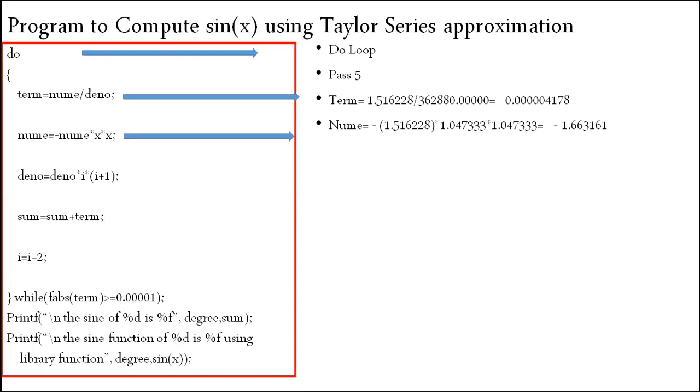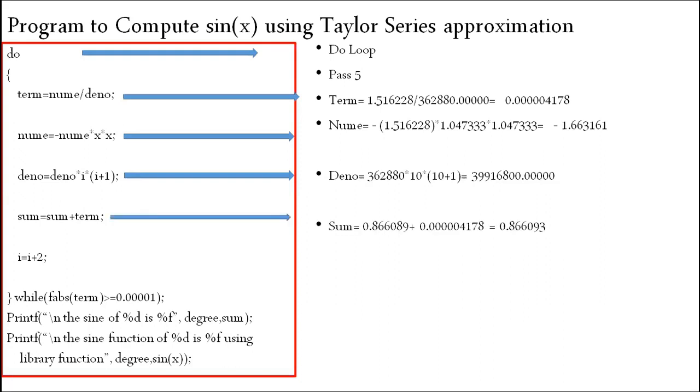1.663161. So now we have to go with denominator. So now denominator goes with 11 factorial, because now we are dealing with x to the power of 11 by 11 factorial. So here 11 factorial is nothing but 39,916,800. So 362,880 is 9 factorial into 10 into 11. That is 10 into 10 plus 1. So we'll get 11 factorial.